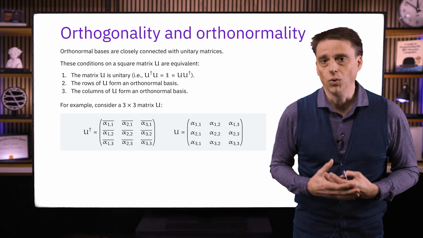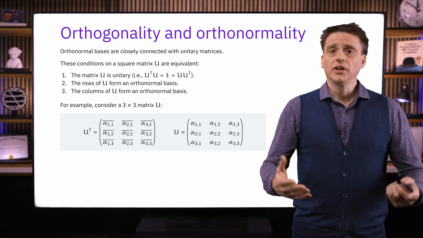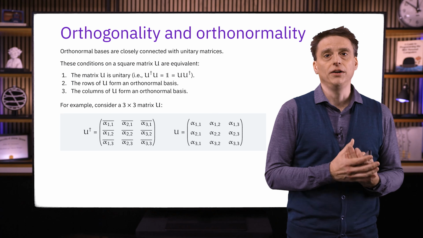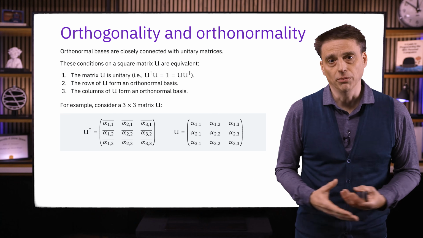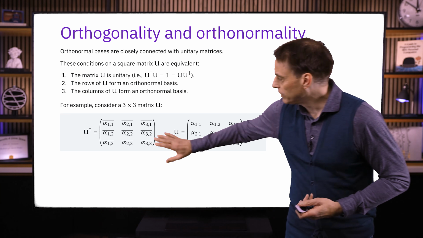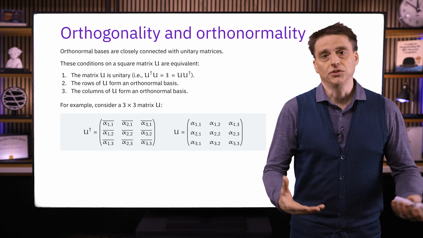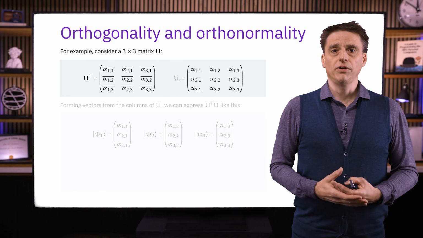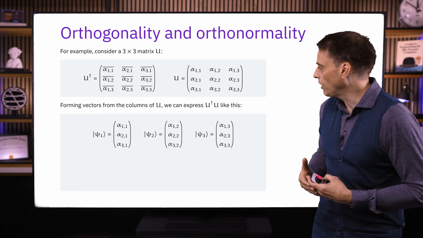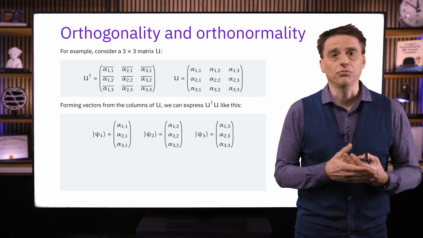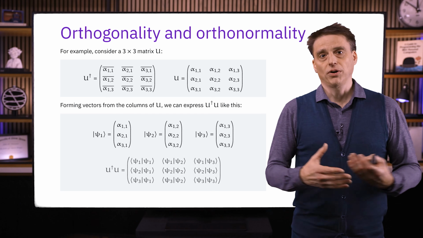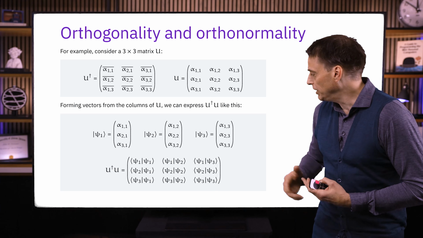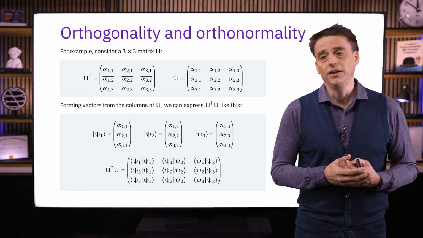It's actually not too hard to see why this equivalence is true. Just to keep things simple, let's take a look at a 3x3 matrix U as you see right here, where the entries can be any complex numbers you like. Here on the left-hand side, I've written U conjugate transposed just for convenience. If we form 3 vectors from the columns of U, which here are named psi1, psi2, and psi3, then if we take the product of U dagger and U, you can check that each entry of the product is given by an inner product of vectors as we see right here in this pattern.